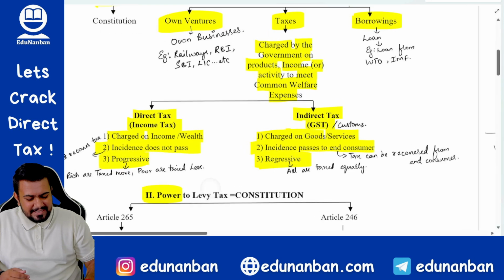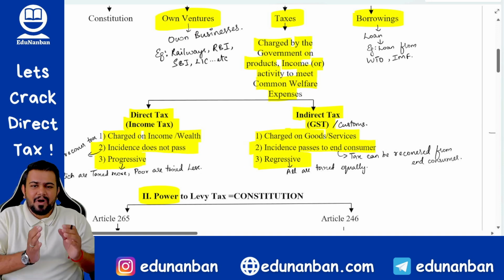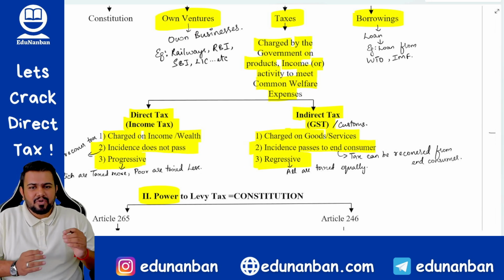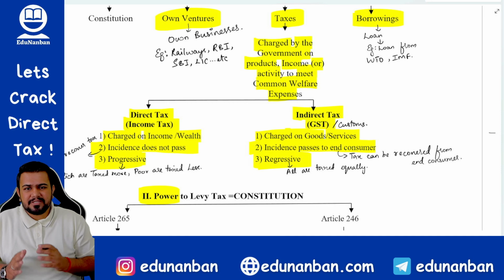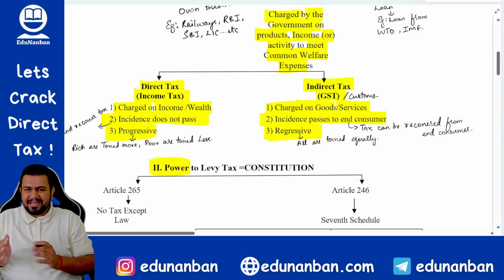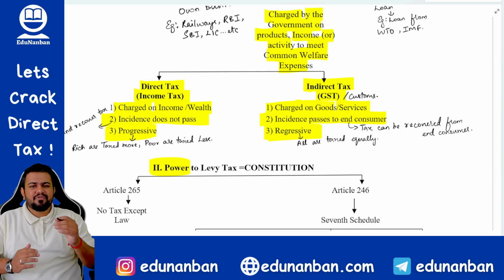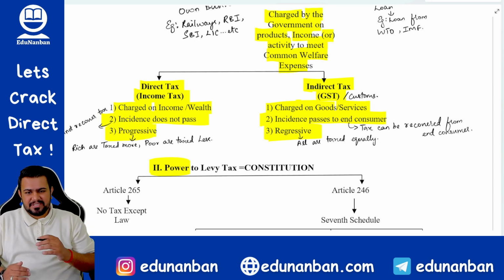Now what is tax? Tax is the money charged by the government on products, income or any activity or services to meet the common welfare expenses of the country. Now there are two types of taxes, that is direct tax and indirect tax. For direct tax the example is income tax, and for indirect tax the example is GST.